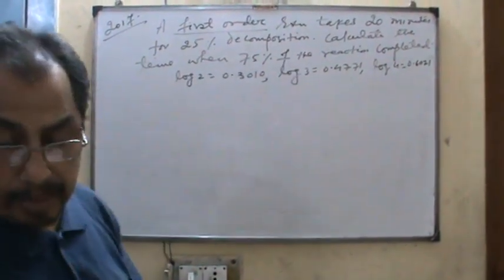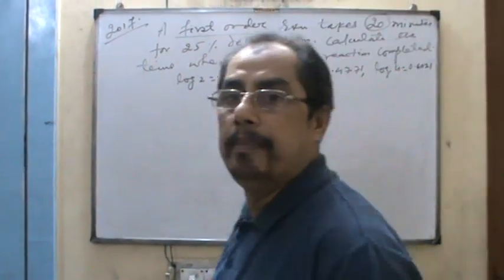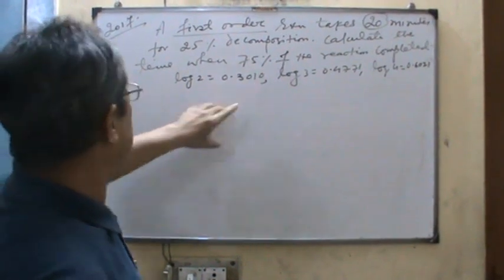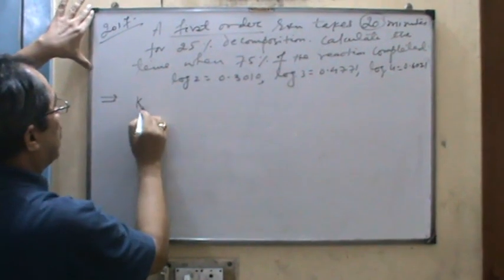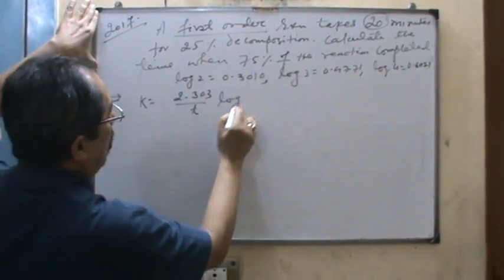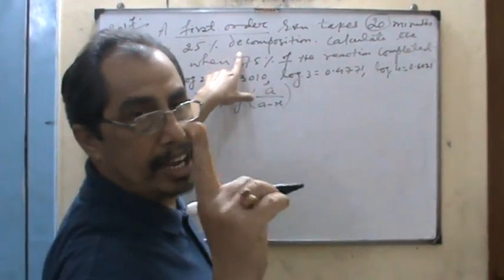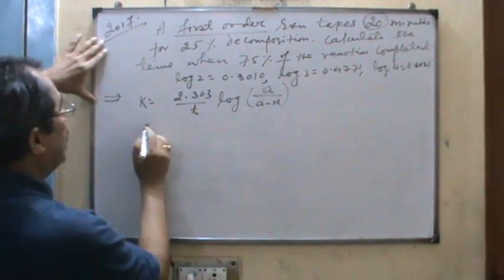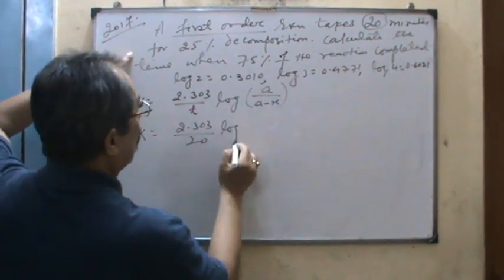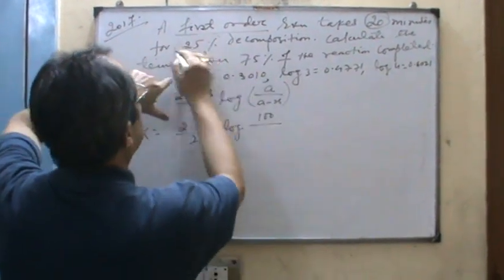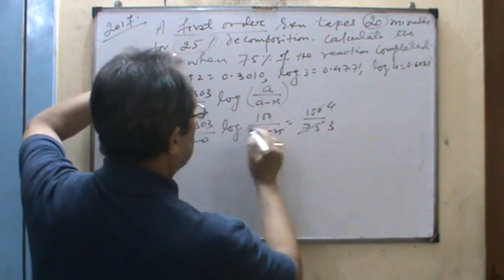First you see the first order reaction. A first order reaction takes 20 minutes for 25% decomposition. Calculate the time when 75% of the reaction is completed. Let us make two equations and compare equation first and second. From the data, for a first order reaction, k equals 2.303 upon t into log of a upon a minus x. Since 25% is decomposed, take the initial concentration as 100. So k equals 2.303 upon 20 into log of 100 upon 100 minus 25, that is 100 upon 75, which is log 4 by 3.